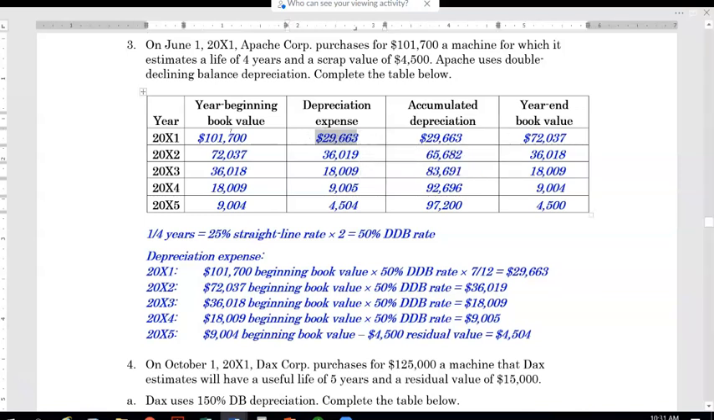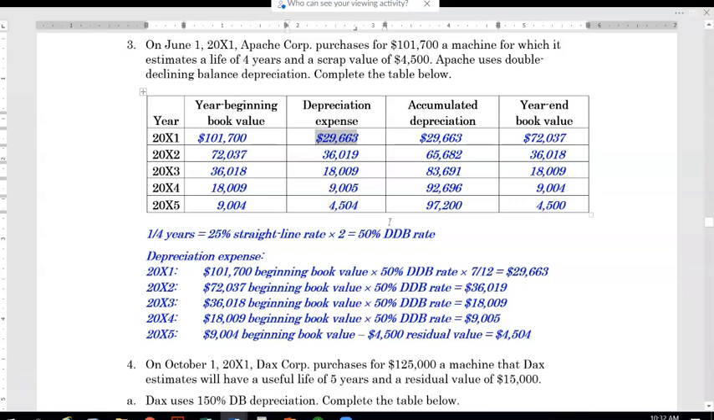Okay, 29,000 minus 101,000. Book value will be 72,000. 72,000 goes to year two, multiplied by 50% rate, ends up to be 36,000 depreciation expense. 36,000 plus 29,000 accumulated depreciation ends up to be 65,000 accumulated depreciation. 65,000 minus original cost of 101,700. Book value at the end of the year ends up to be 36,000. We move it to year 3.